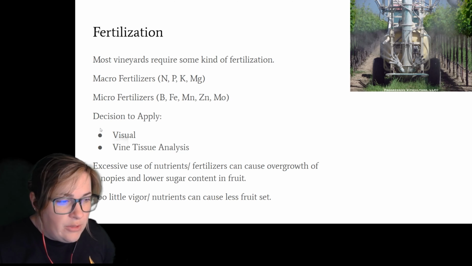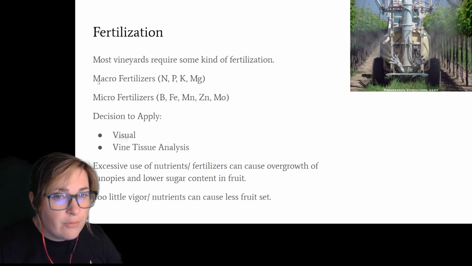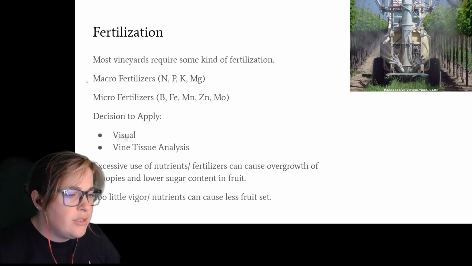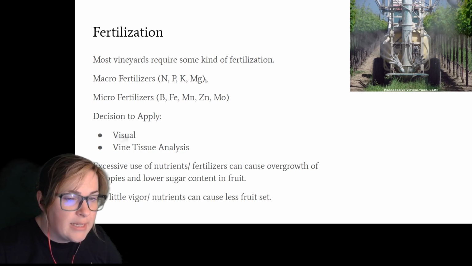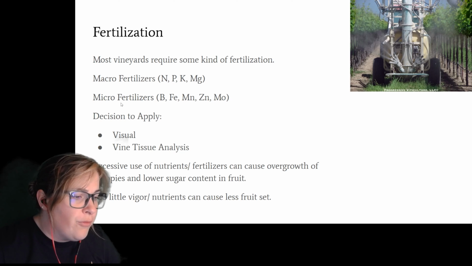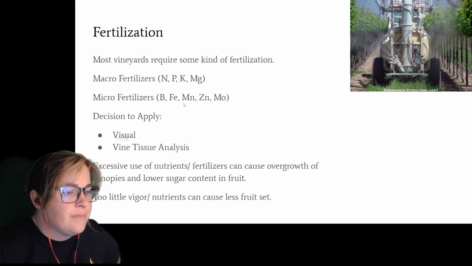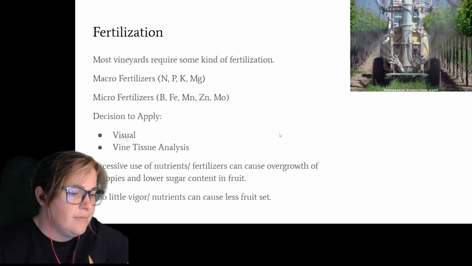I would also like you guys to know macro fertilizers versus micro fertilizers. That could be a really good question. Just know, when you see macro, just be able to point out nitrogen, phosphorus, potassium, magnesium, or NPK, Mg, and then micro fertilizers would be everything else, right? So boron, iron, manganese, zinc, molybdenum.